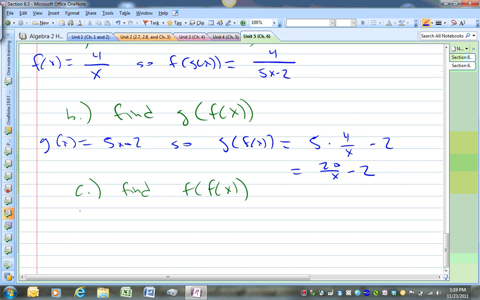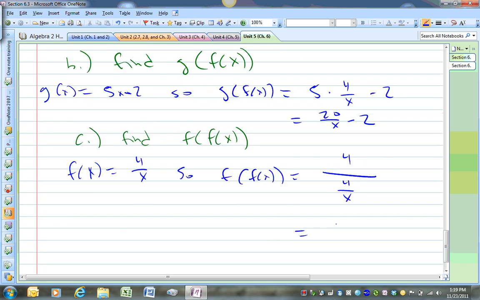And then lastly, f of f of x. So f of x equals 4 over x. So if you plug a function into itself, you're replacing the x with that function. And whenever you have a number over a fraction, it would be 4 times x over 4. So that flips, because it's on the bottom. So you just wind up getting plain old x. That one.